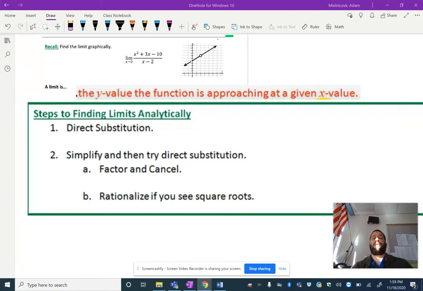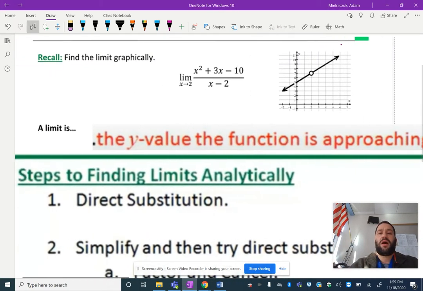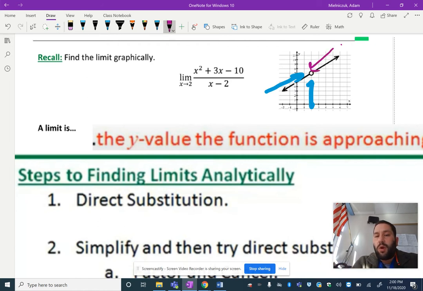So, having said that, recall that finding the limit graphically means the following. If we are looking to find the limit as x approaches 2 of x squared plus 3x minus 10 over x minus 2, remember that we want to find out what's happening when we go towards 2 from the left and from the right. And what we'll see in this situation in both cases, it approaches 7.